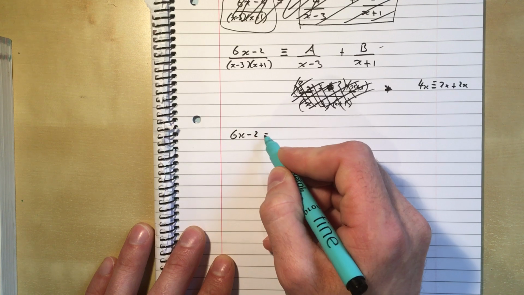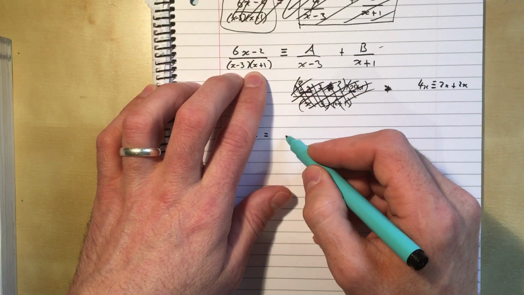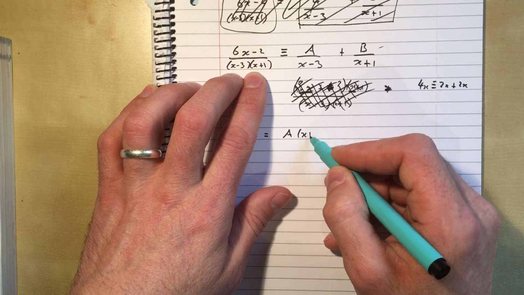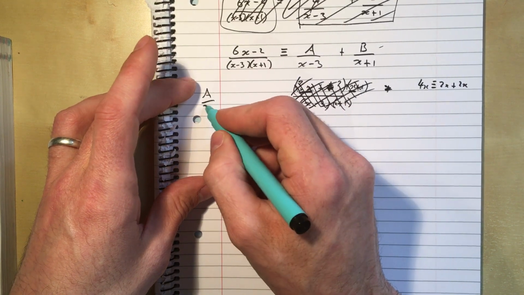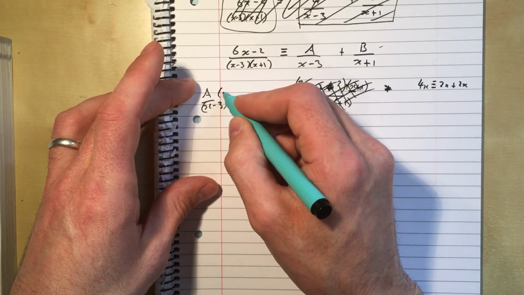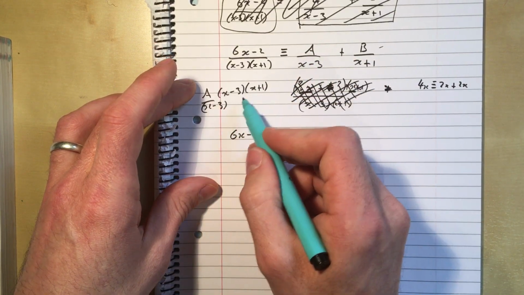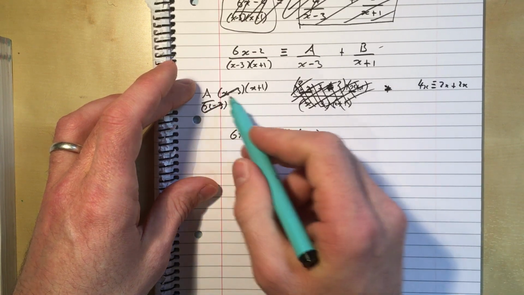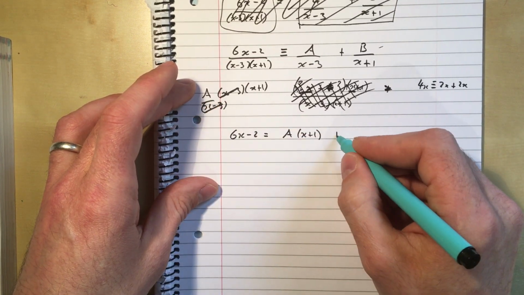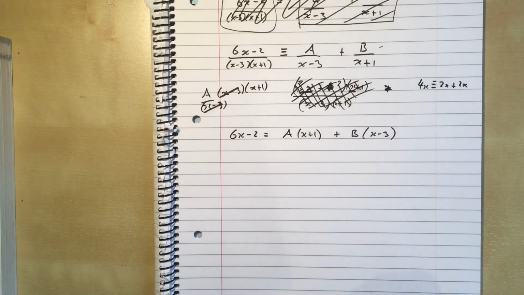6x minus 2. If I times by this denominator for this fraction, I'm going to get a times x plus 1. Because, just to spell it out, you might want to fast forward this bit if it's obvious to you. But if it's not, don't worry. If I take that fraction and times by that, that's what I'd get. They would cancel out, and I'm going to end up with a times x plus 1 left. In the same way, I'm going to get b times x minus 3. So I'm going to end up with this statement, and again, it's always true.